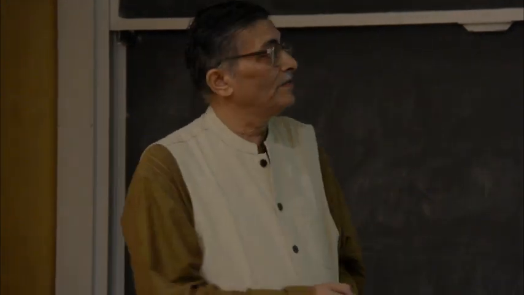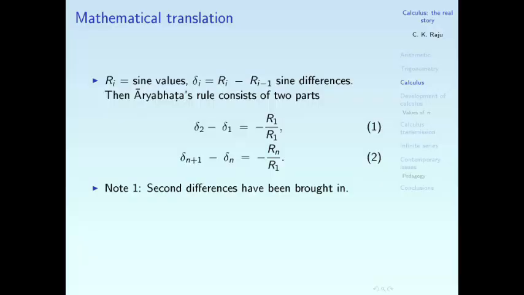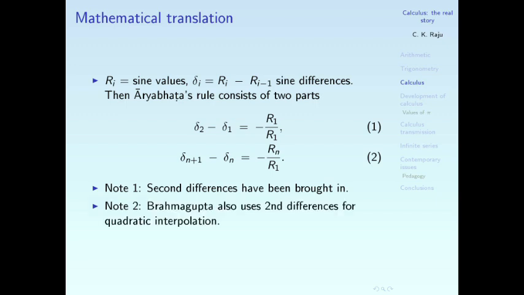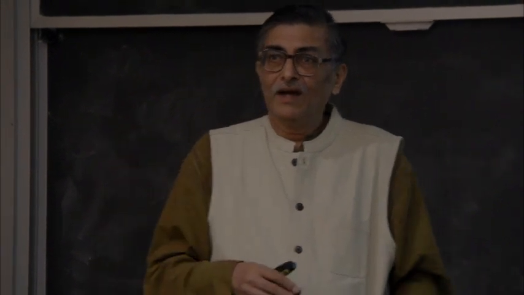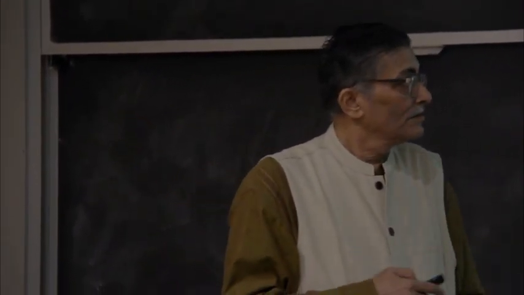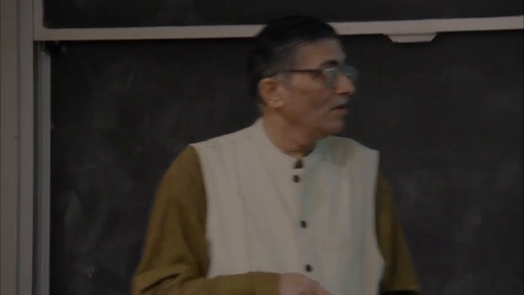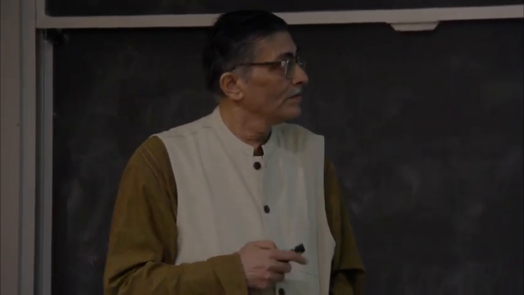But the point is second differences. You see, these R's are sine differences, and then you have a second difference which is brought in. The second difference is also used by Brahmagupta, who goes back to the old table which you study in school, 15 degrees apart. He says this Aryabhata doesn't understand, I know, and you can use quadratic interpolation to get the same accuracy. So that's his point, but he is wrong in that.